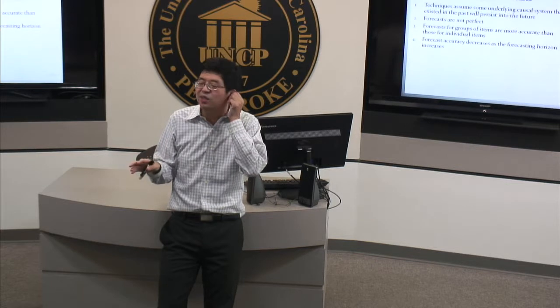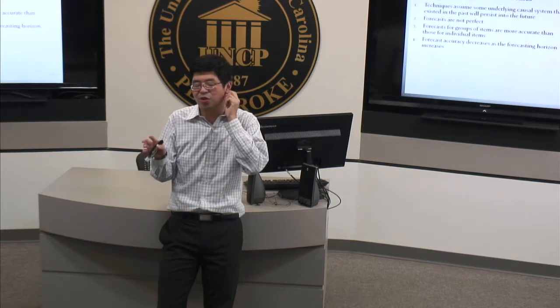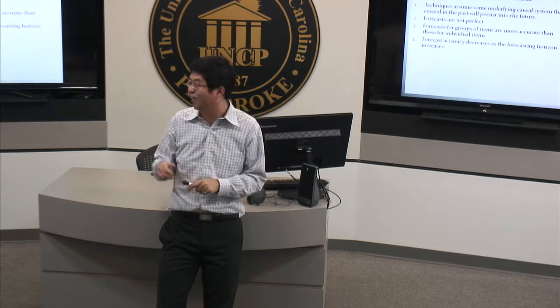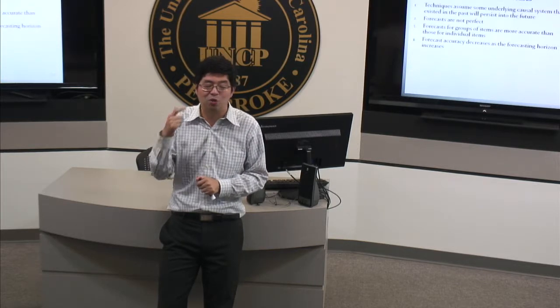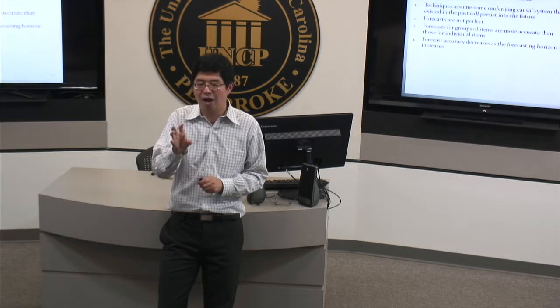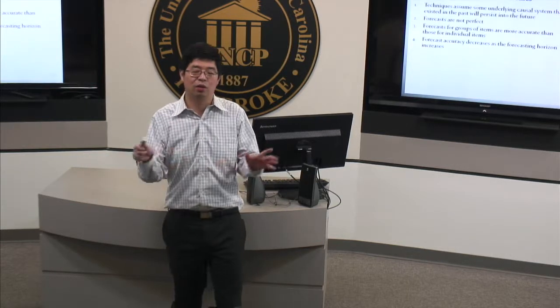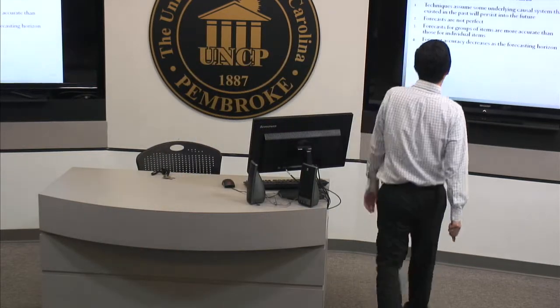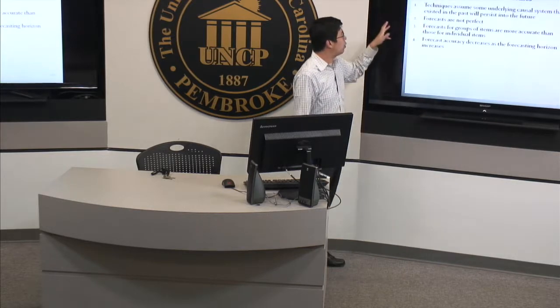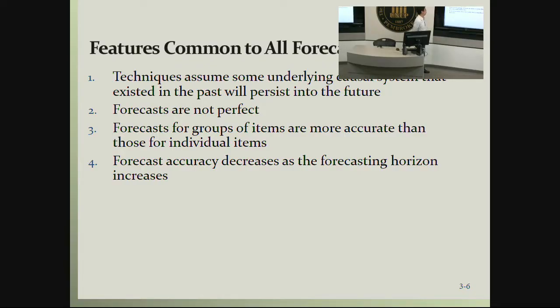But after I spent several years in supply chain consulting doing forecasting, I realized this one has a lot of information. You need to remember it, and understand why it is important and how we can use this information to improve our forecast without any investments, in fact. The first feature: when we use any technique or model to make our forecast, we must assume that some underlying causal system that existed in the past will persist in the future. What does this mean? Anybody want to explain that sentence to us? The first one?